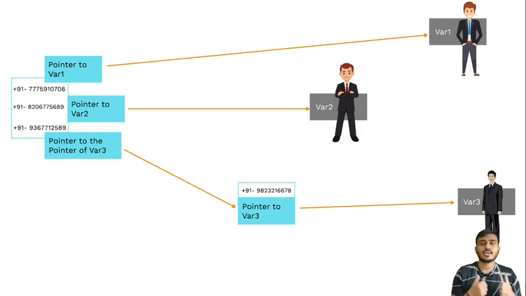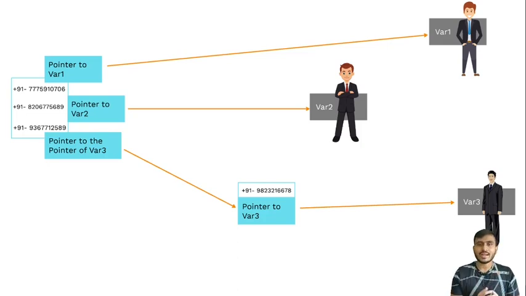Let's first discuss what a pointer is. Let me give you a quick definition. A pointer is nothing but a variable which stores the address of another variable or a function. Let me quickly repeat: a pointer is a variable which stores the address of another variable or a function. Now, let me tell you why we need to store the address of another variable or a function.